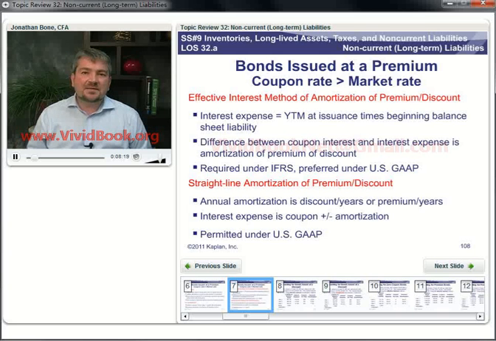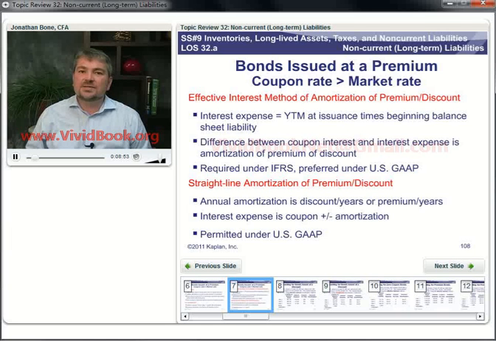Now, the difference between the coupon that you pay and the interest expense in your income statement is the amortization of the premium or discount. And the other side of that amortization of premium or discount is it's added to your liability. So if you're amortizing a discount, it's going to be added to the liability, causing the liability to increase in the balance sheet. If you're amortizing a premium, it's going to reduce the liability over time. Required under IFRS, only preferred under US GAAP. US GAAP gives us a cheaty kind of easier way of doing it as well.